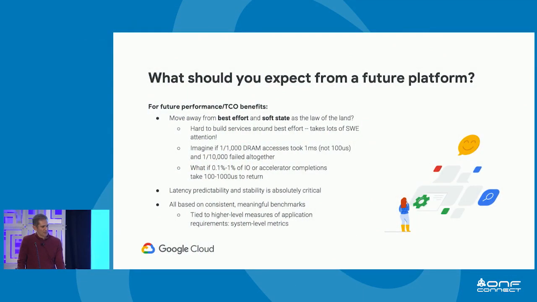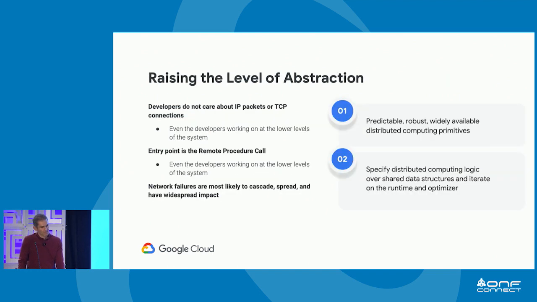So in other words, the wide variability has to be reduced dramatically. We're going to need latency predictability, and we're going to need stability. And this is all going to have to be based on consistent, and what I would argue, meaningful benchmarks that we can use to drive improvements. Okay, so in the interest of time, I've already made this point in terms of developers thinking about remote procedure call. They don't care about IP, TCP, or Ethernet.